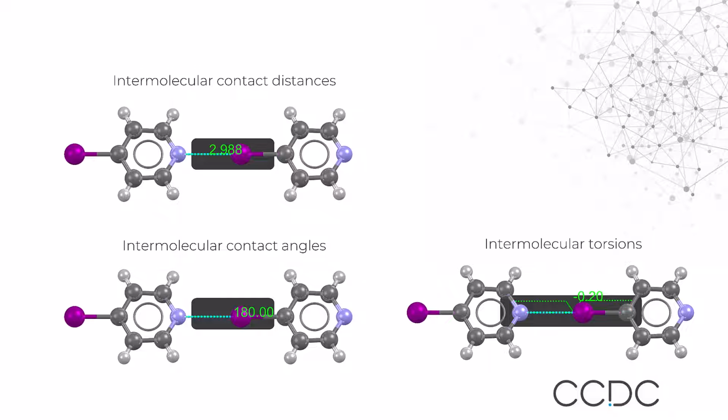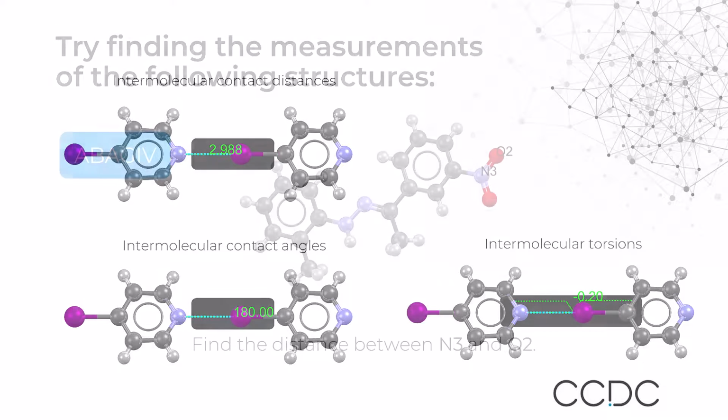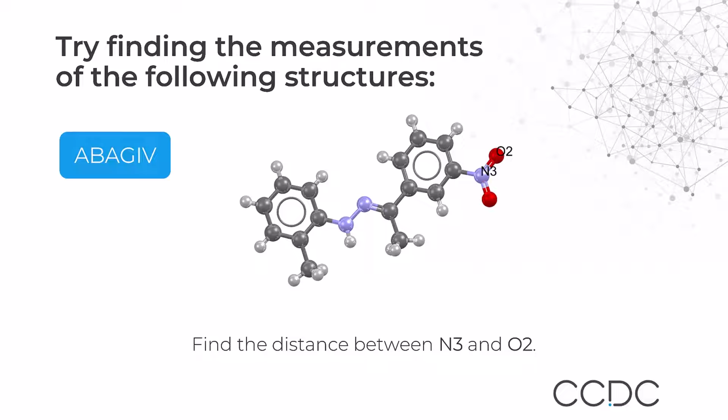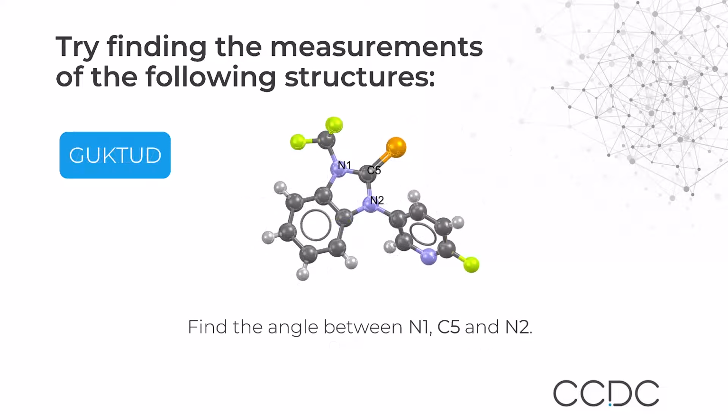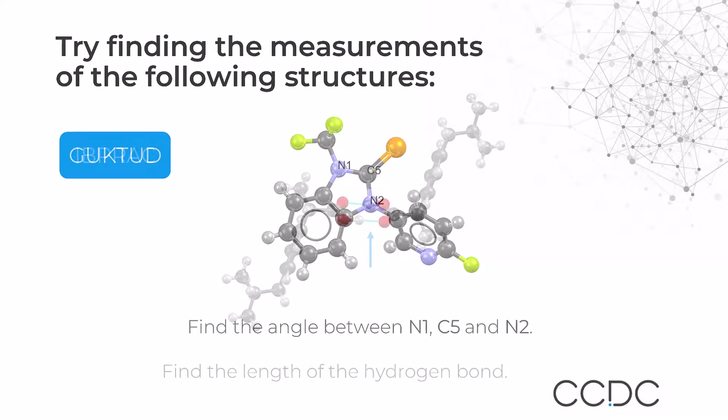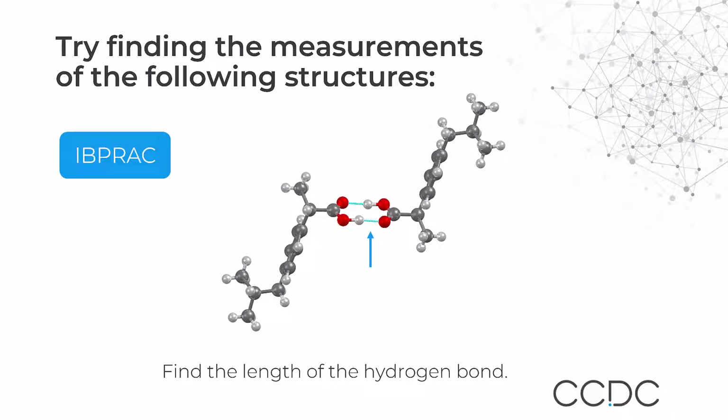You can also measure distances, angles and torsions for atoms that are involved in other types of intermolecular interactions and other non-bonded atoms. You can try some measurements on your own structures or practice with the ref codes seen on the screen. For some practice on measuring hydrogen bonds, try this example.